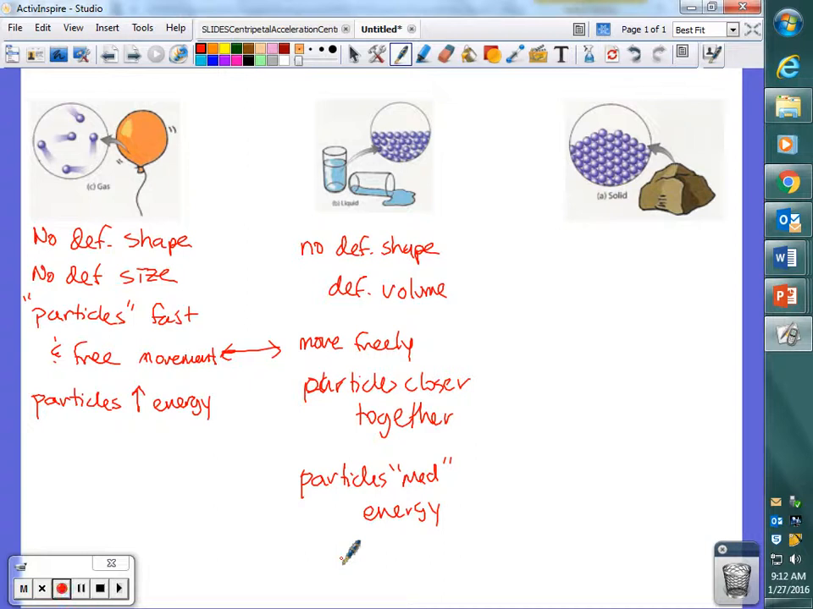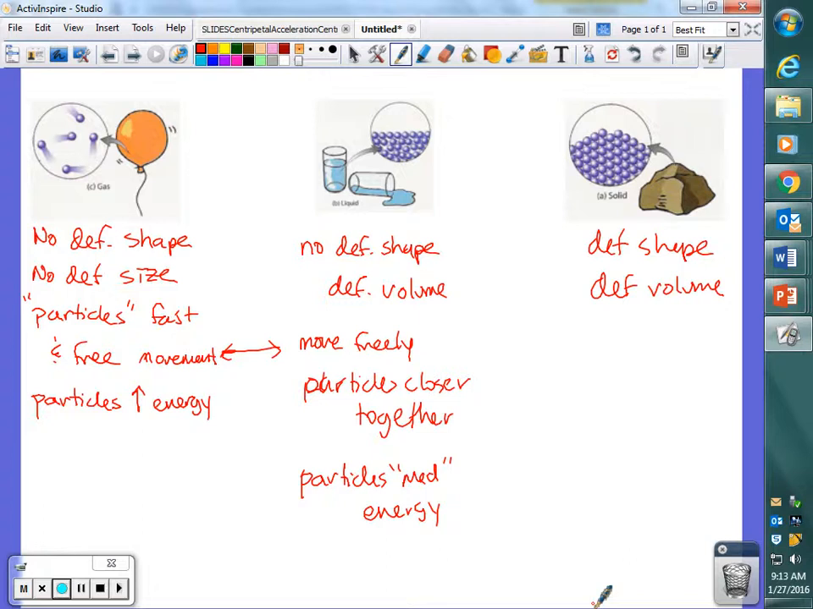All right. Solids, right? Again, this should be the easiest one now. Let's just piggyback with what we've done and let's go to solids, right? So solids. Definite shape and definite volume, right? So definite shape, definite volume. Okay? What else?